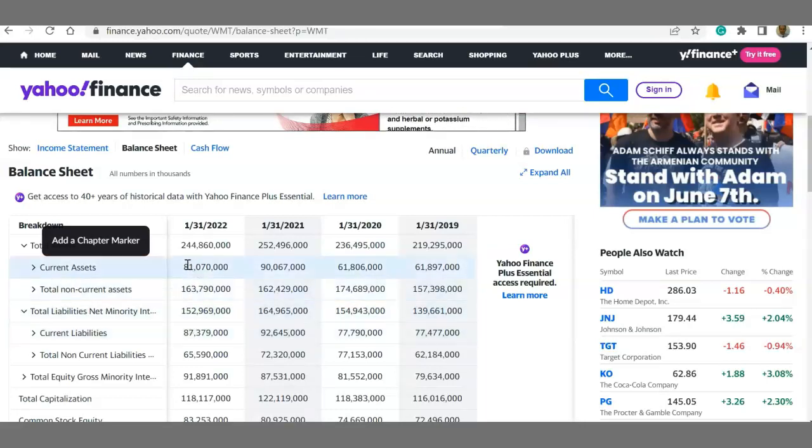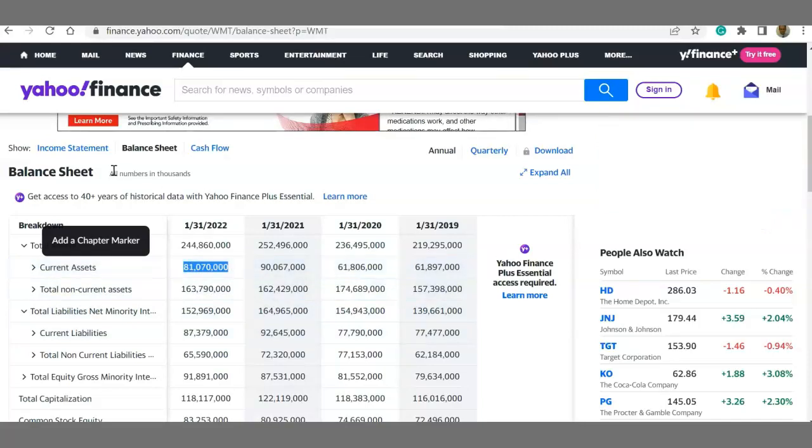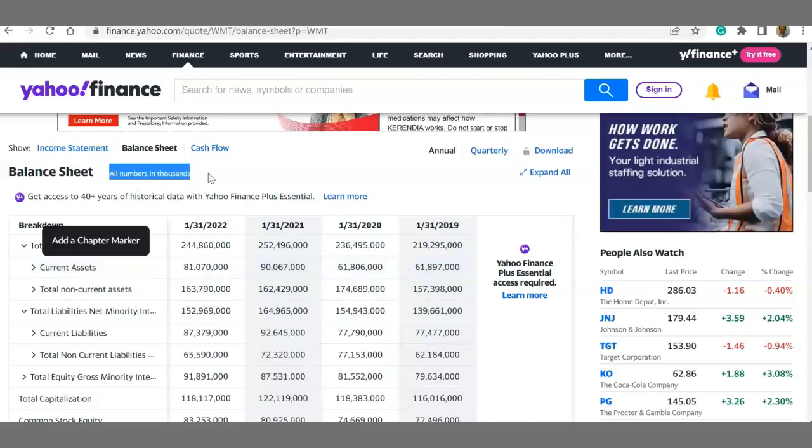And when you use these numbers in your calculation, that's fine, but make sure you put this sentence in the corner of your PowerPoint slide all the time, which shows all numbers are in thousands. That means whatever you see here, there are three more zeros next to it.